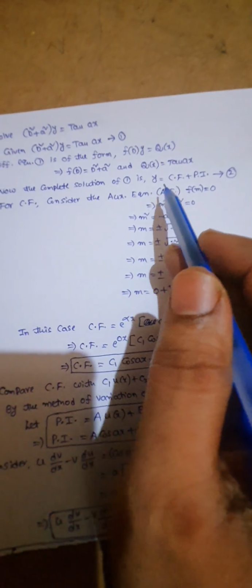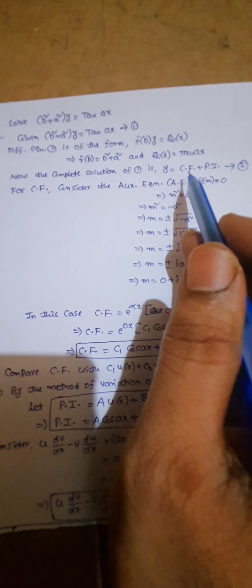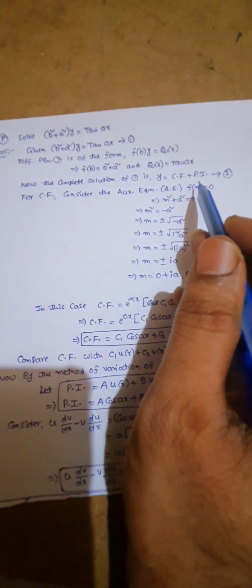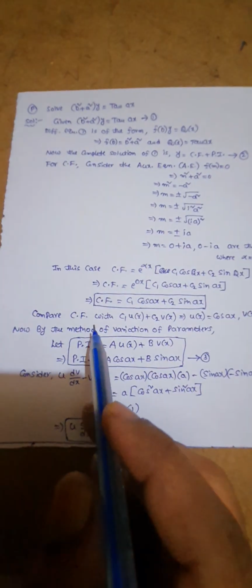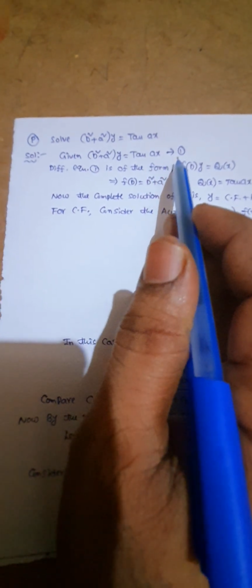Here I'm going to take the help of variation of parameters. We can use the general method, but in this video I'm using variation of parameters. The formula is the same: y equals CF plus PI. Finding CF is the same, but in finding PI we have a procedure related to the method of variation of parameters. Now first I'm going for CF. Given D square plus a square into y equals tan ax.